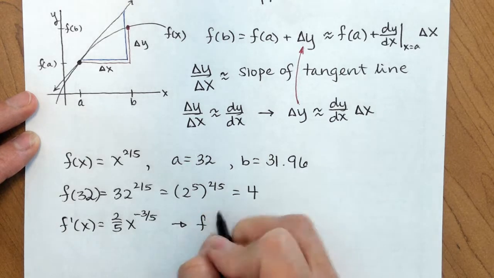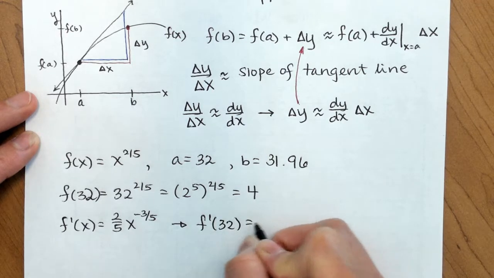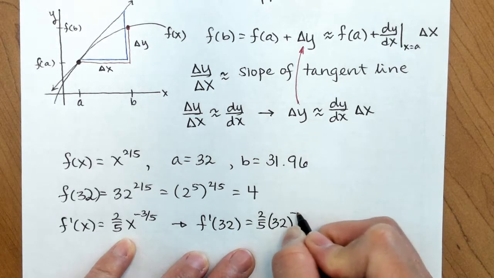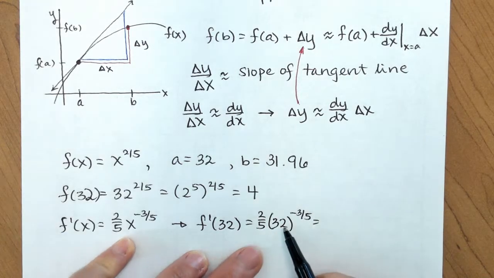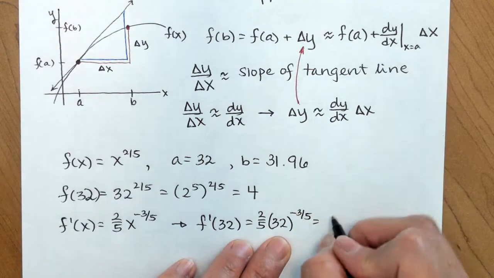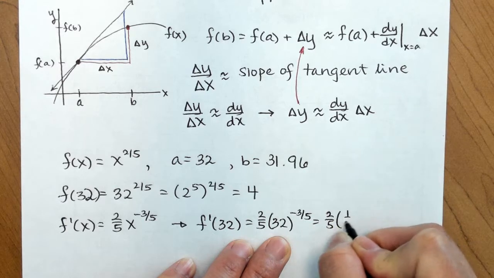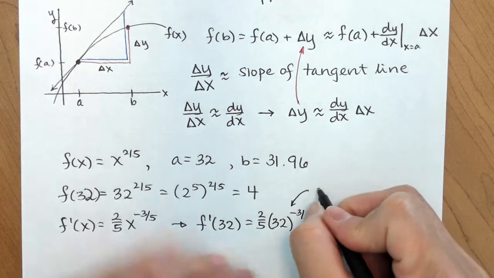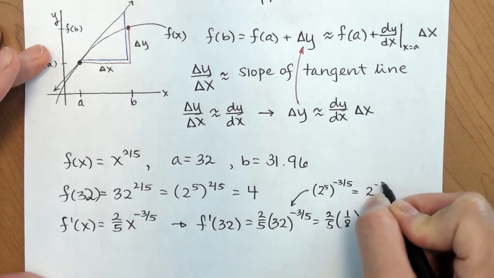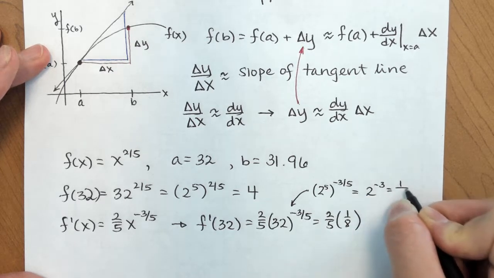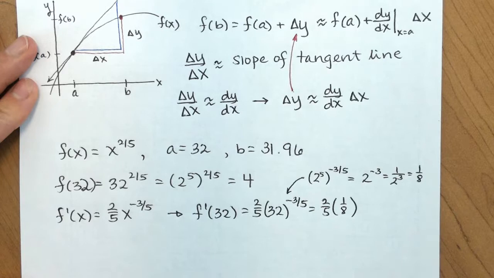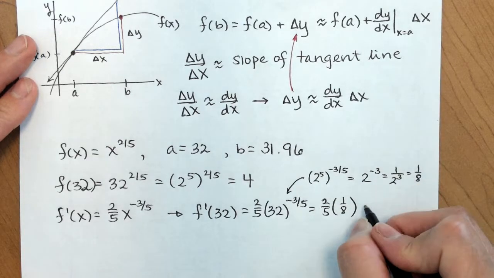So the derivative at a, or when x is 32, is 2/5 times 32 to the negative 3/5. Well, I know that 32 to the 1/5 is 2, and 2 to the negative 3rd is 1/8. Here, I'll show that right here. This is 2 to the 5th to the negative 3/5, which is 2 to the negative 3, which is 1 over 2 cubed, which is 1/8. And so I get my derivative is 2 over 40, or 1 over 20.